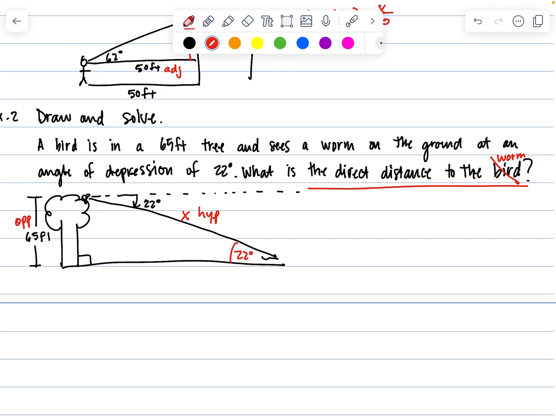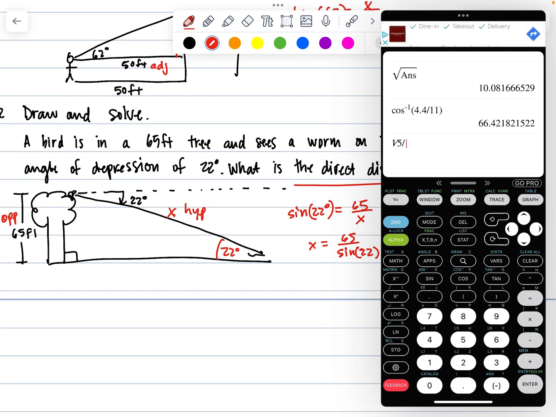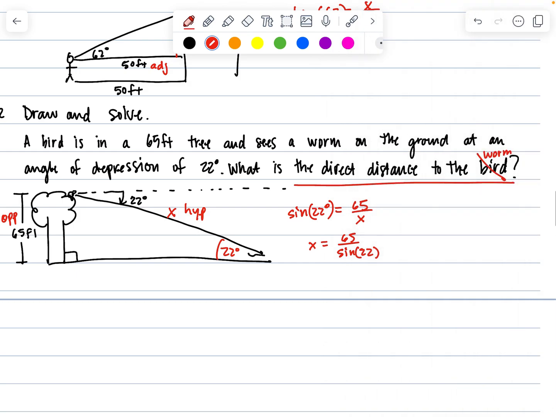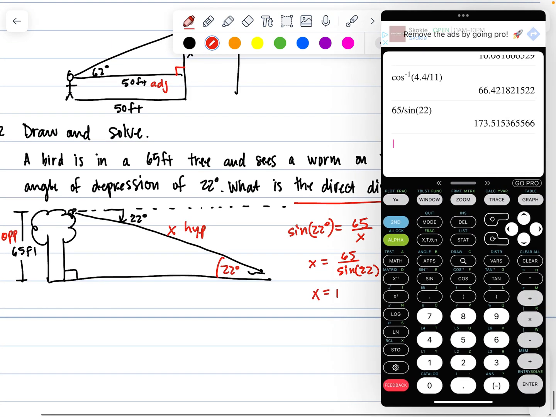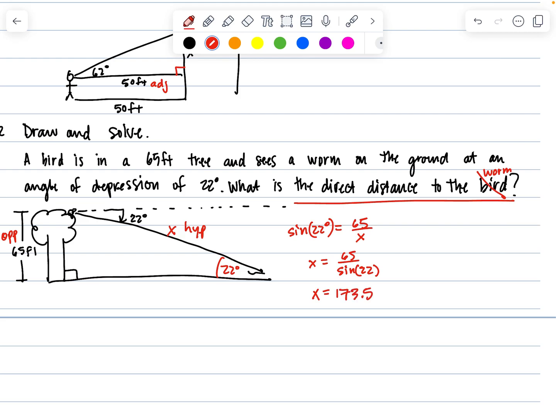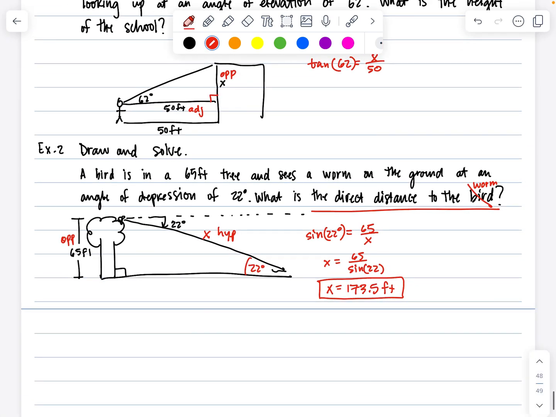And now we could actually solve. So this is opposite and hypotenuse, which is sine. So we take the sine of 22 degrees is equal to opposite 65 over x hypotenuse. Do our little trick where you say x is equal to 65 over the trig value. And then we calculate. 65 divided by the sine of 22, and we get 173.5, let's say round to the tenths. 173.5, we're measuring this in feet. And that is how we would use this in the real world, a direct application of trigonometry.